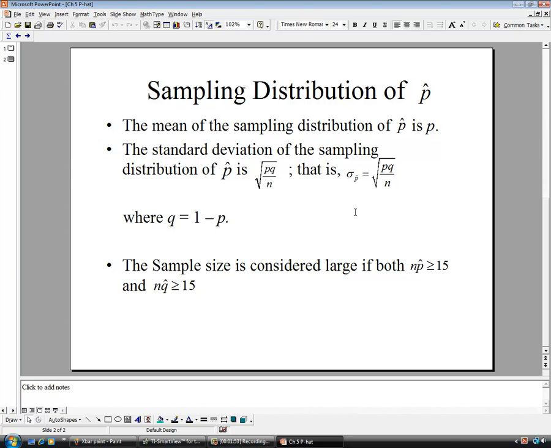Now for n to be sufficiently large, and to use our central limit theorem to indicate a normal distribution can be used, this is the rule. Both n times p hat must be at least 15, and n times q hat must be at least 15. Now a clever math student can realize that whichever is smaller of p hat and q hat can be multiplied by n, and if that value is at least 15, then certainly the other value will be. But I will show you an example with both in there.